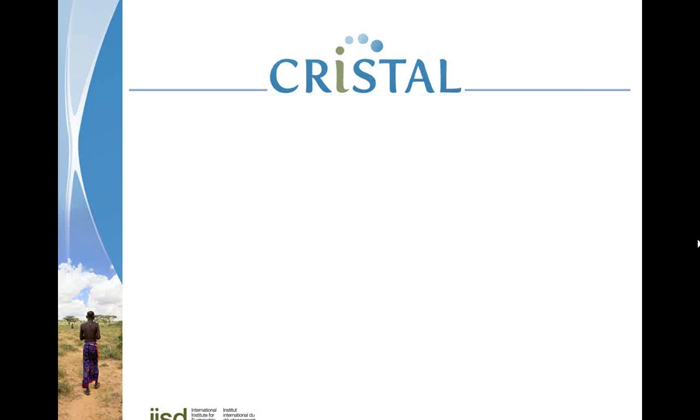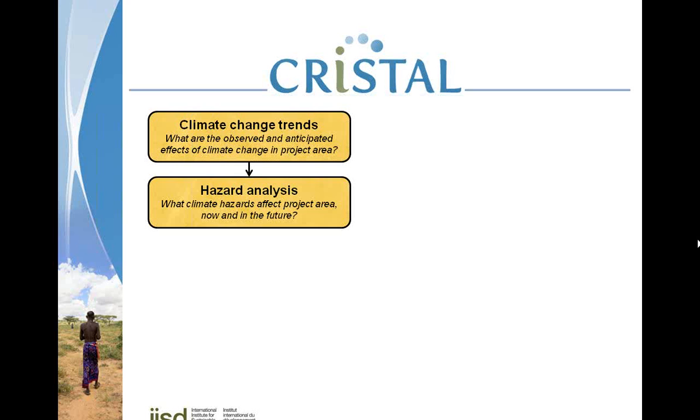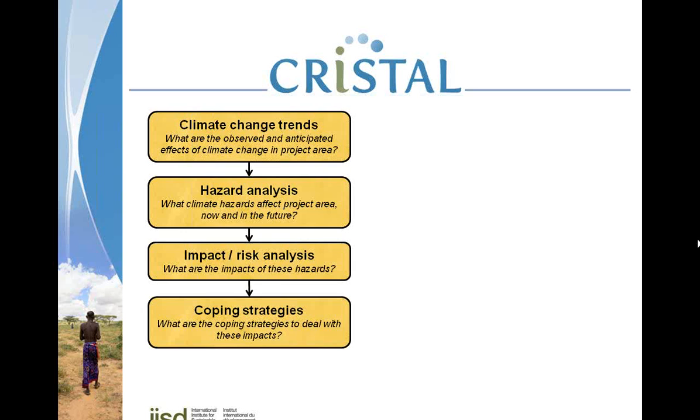CRiSTAL follows a series of logically linked analytical steps. They relate both to the climate context and to the livelihood context. The information gathered regarding the climate context includes information on climate change trends, both observed and projected, current and future climate hazards that affect the project area, the impacts of these hazards, and the coping strategies that the local population uses in order to confront climate impacts.